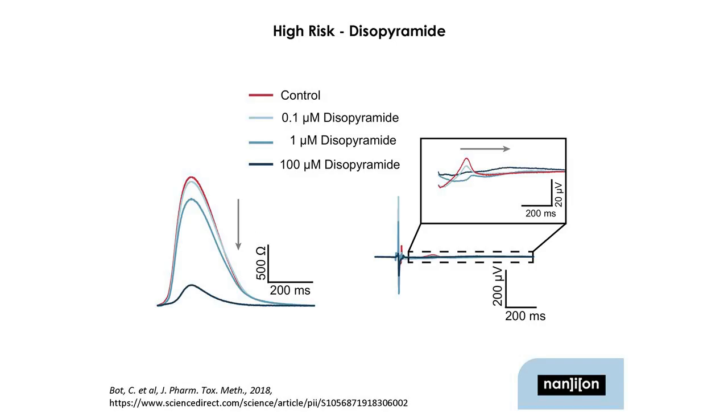Then we have another example, high-risk compound disopyramid. So here we, for example, could see also a prolongation of the field potential duration, and clearly disopyramid is described as being a negative inotropic compound, and we could capture this in the impedance data here. So you see a reduction of the amplitude in a concentration-dependent manner.